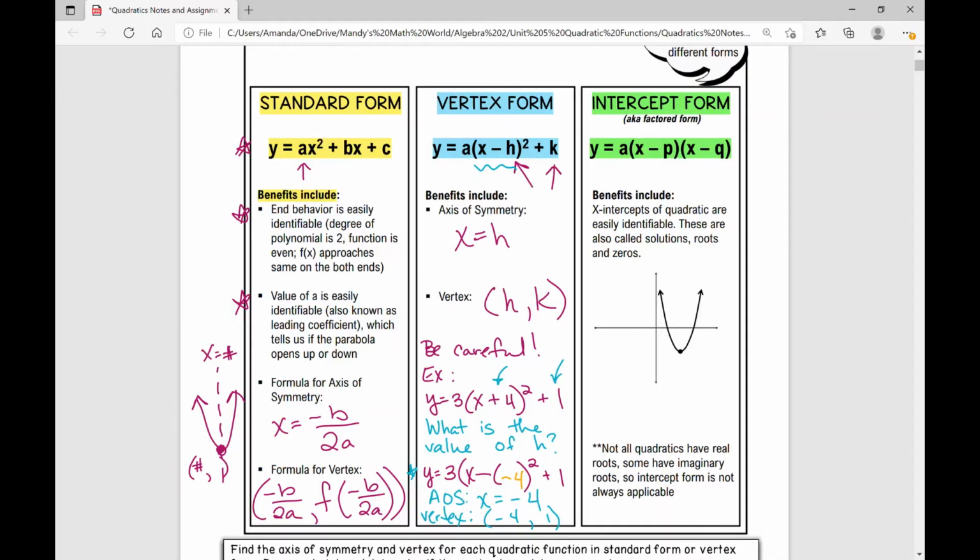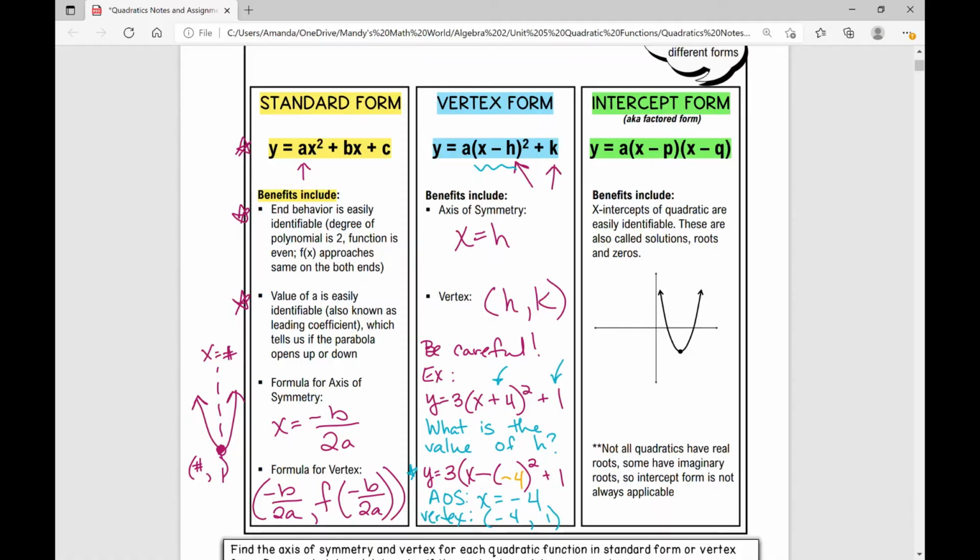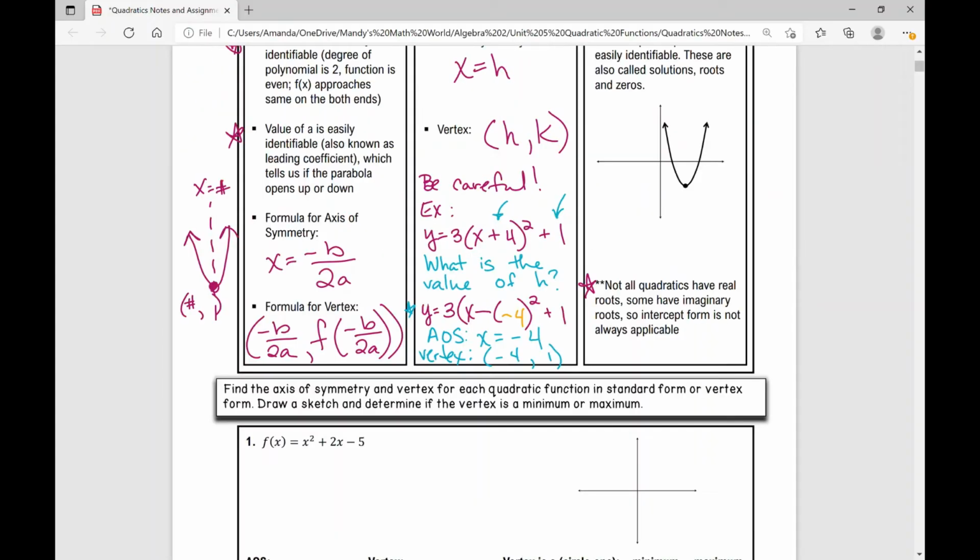But a big thing that we're getting into in Algebra 2 that you don't necessarily talk about in Algebra 1 is not all quadratics have real roots. Some have imaginary roots. So intercept form is not always applicable. So let's move on to the next thing.